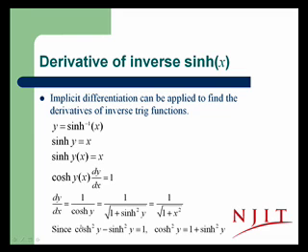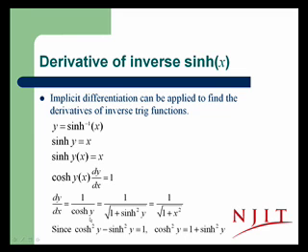Well, what's cosh of y? We can notice, if we work out the algebra, that cosh squared of y minus sinh squared of y is equal to 1. As we noted earlier, that's why these are called hyperbolic functions. Bringing the sinh squared over to the other side, we have cosh squared of y is 1 plus sinh squared of y.